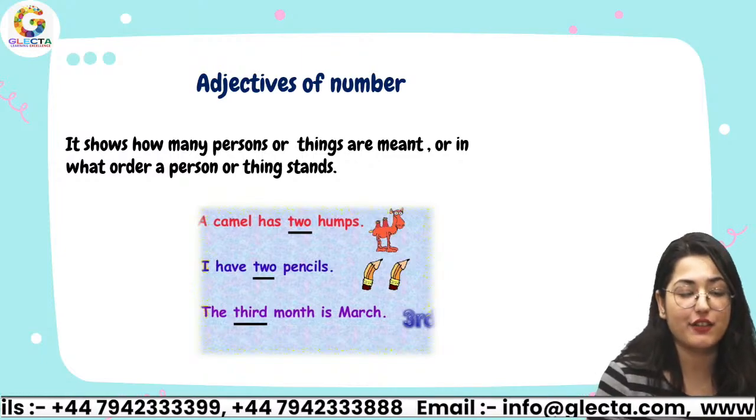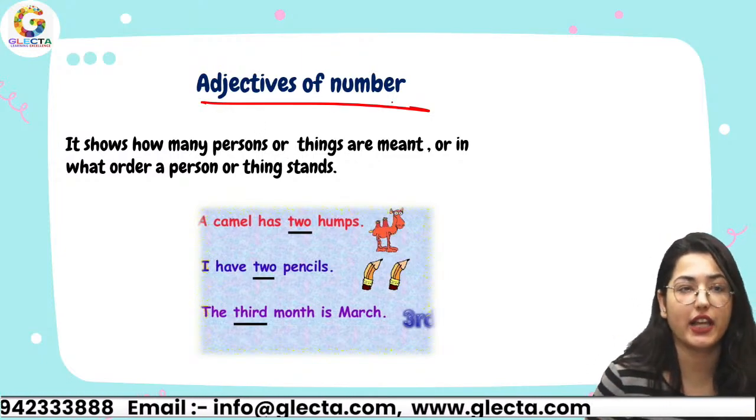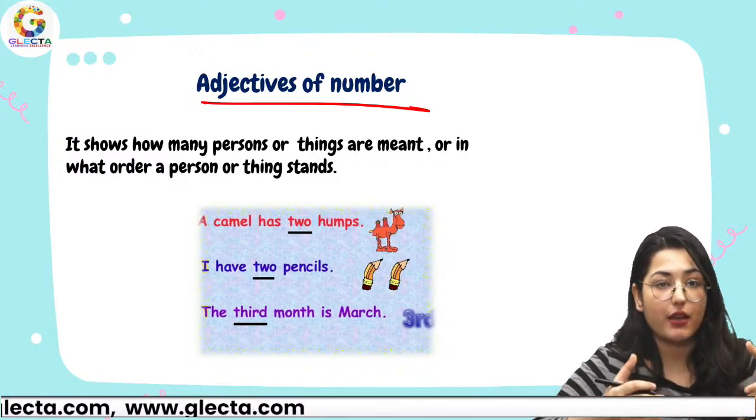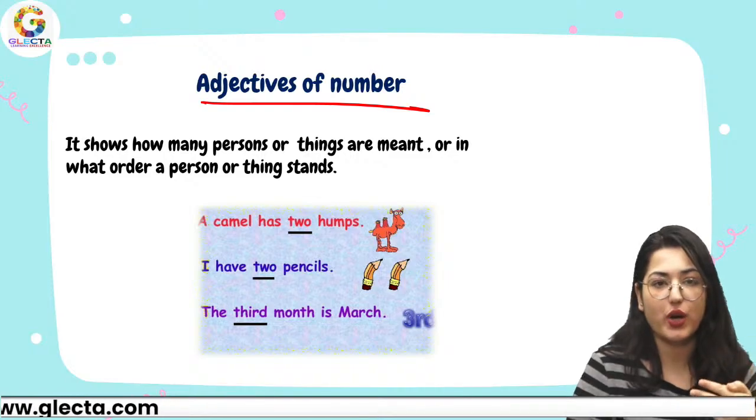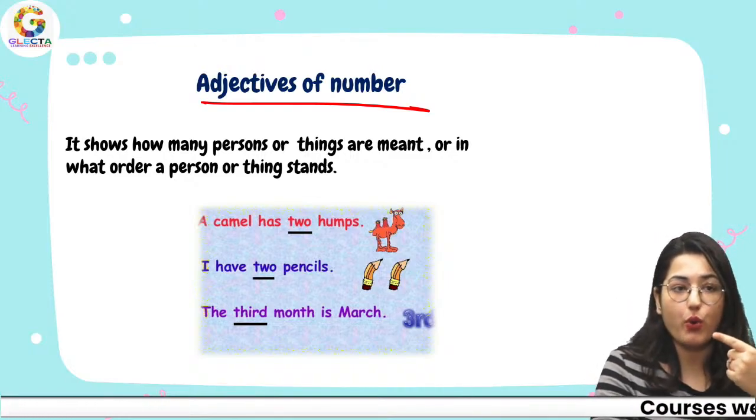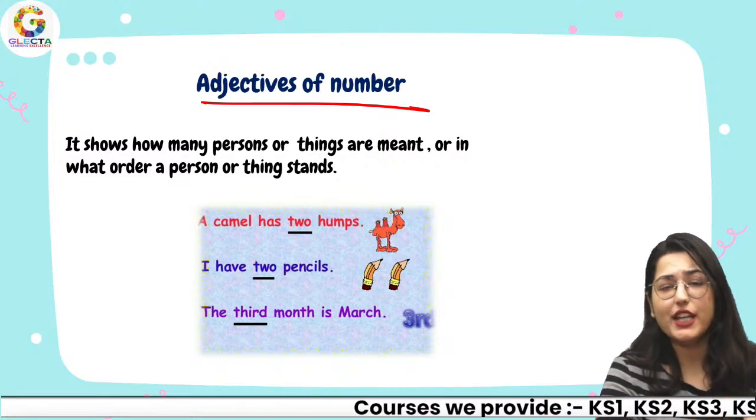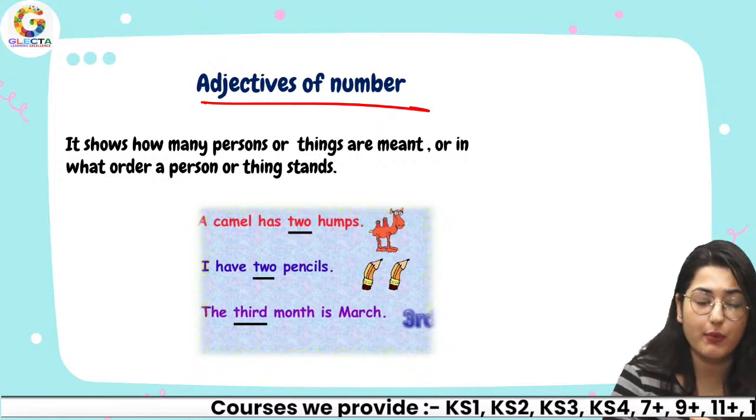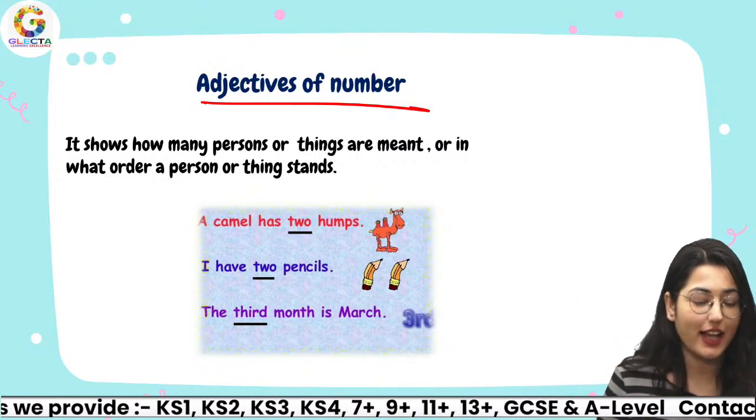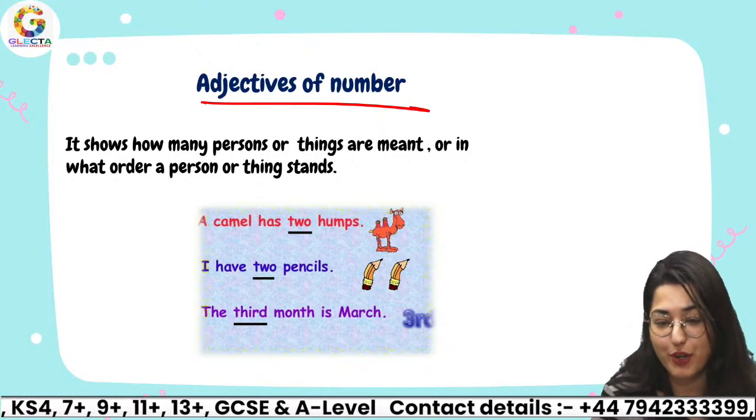Next is adjectives of number. Here, we need to work on numbers like 1, 2, 3, 4, and also the positions, the order, okay? Once, twice, like how many times it does happen, or first, second, third, the ranking system. So whenever we need to depict the ranking system, or we need to count things like 1, 2, 3, 4, 5, 6, like that, then we need to use the adjectives of number.